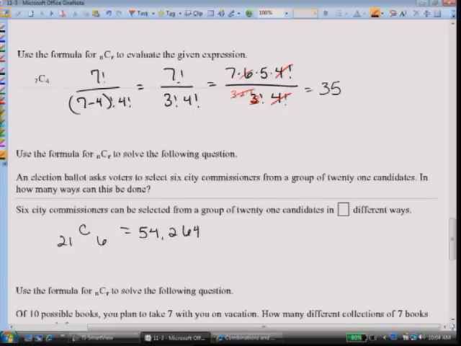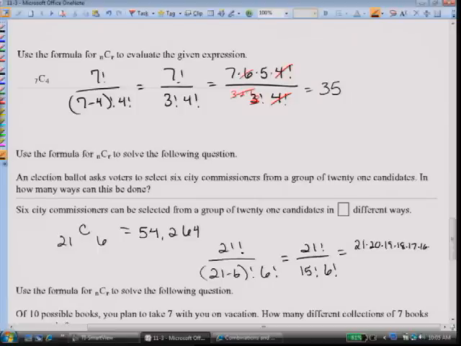If you don't have a calculator, you can still do this by hand. 21 factorial over 21 minus 6 factorial times 6 factorial. So this is 21 factorial over 21 minus 6, which is 15, 15 factorial times 6 factorial. And so then you would multiply 21 times 20 times 19 times 18 times 17 times 16 times 15 factorial.